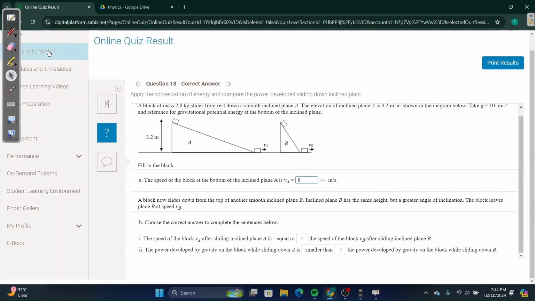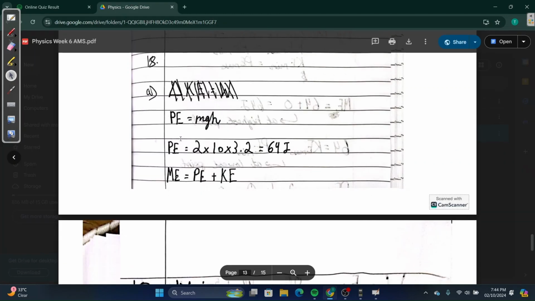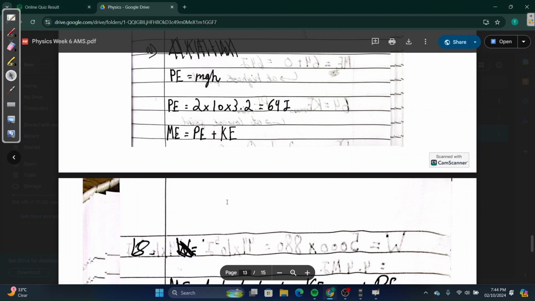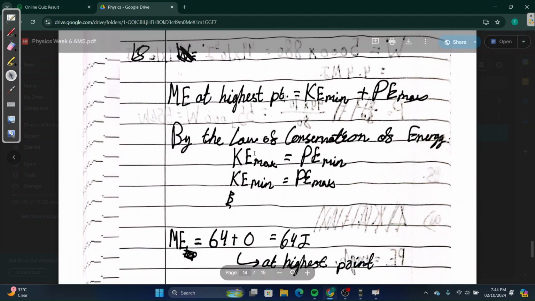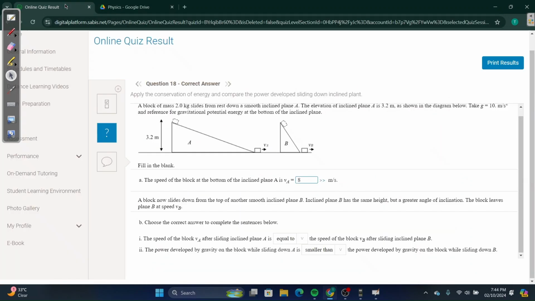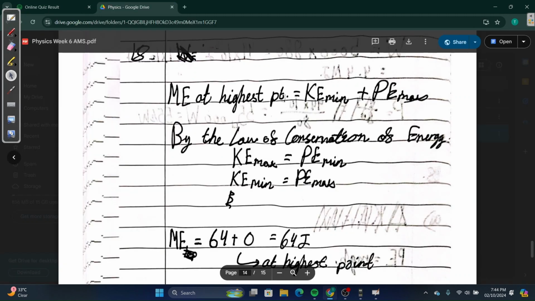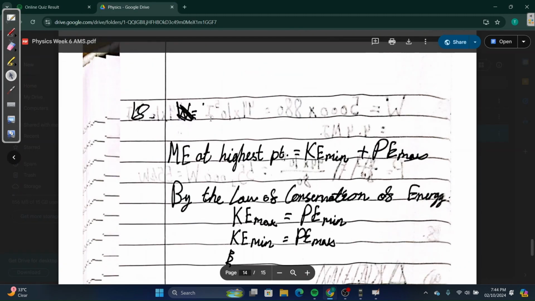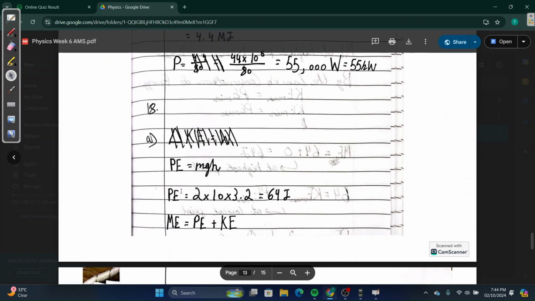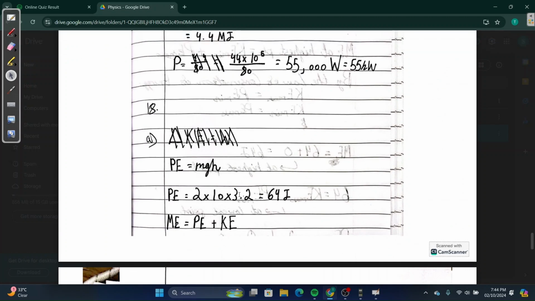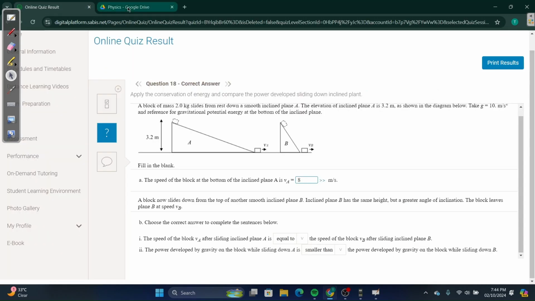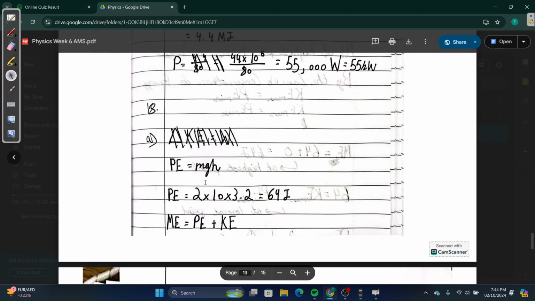Okay. Find the speed of the block. So, PE equals mgh. You want to solve for potential energy because you want to apply the mechanical energy rule at this time. So, PE equals mgh. Potential energy is 2 times 10 times 3.2. The mass is 2, the height is 3.2, sorry. So 20 times 3.2, 64.